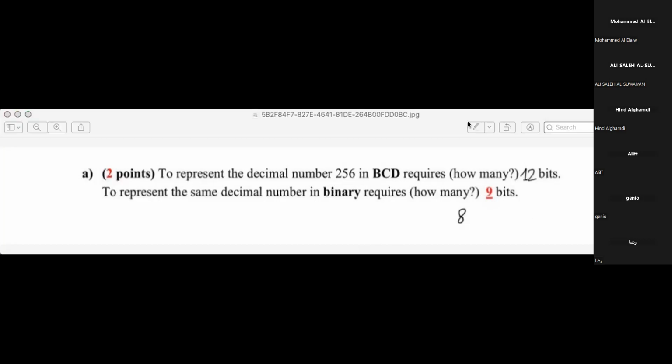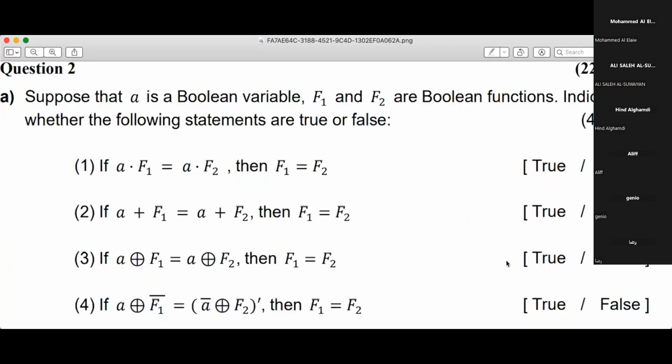All right, so we have another question about one of the previous last term exams, which is a true or false. Here are the true or false statements. We have the first one: A is a Boolean variable, and F1 and F2 are arbitrary Boolean functions. If A ANDed with F1 equals A ANDed with F2, then we can imply that F1 equals F2.